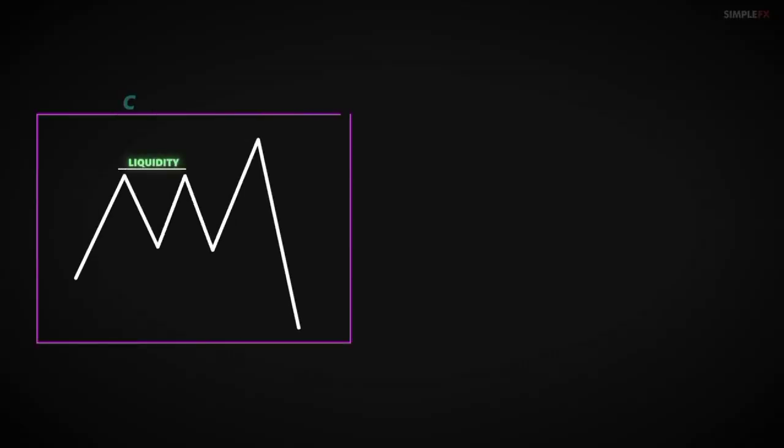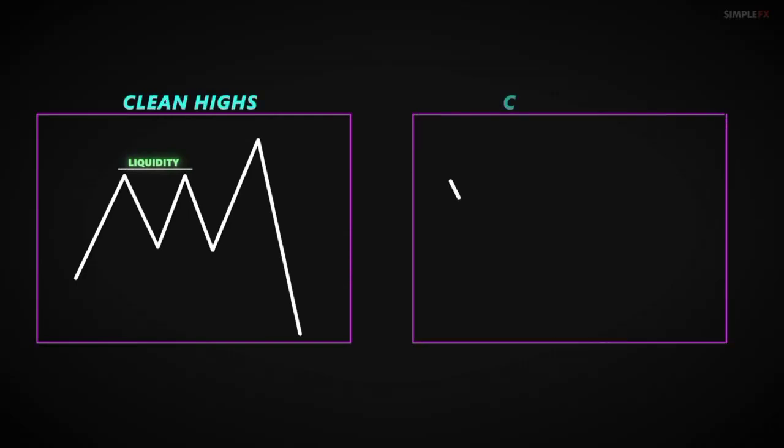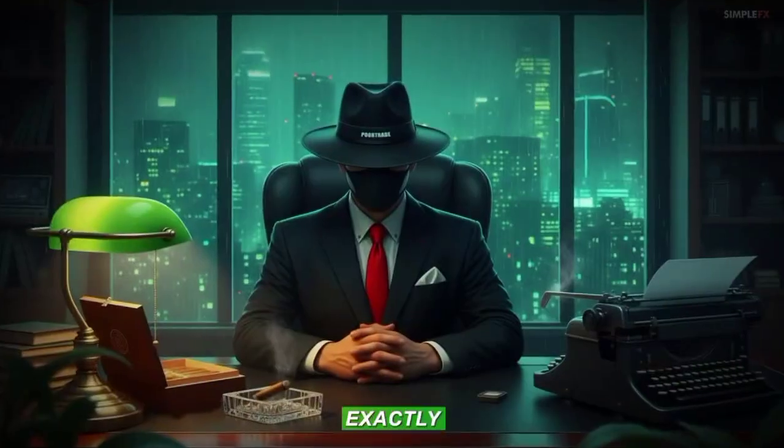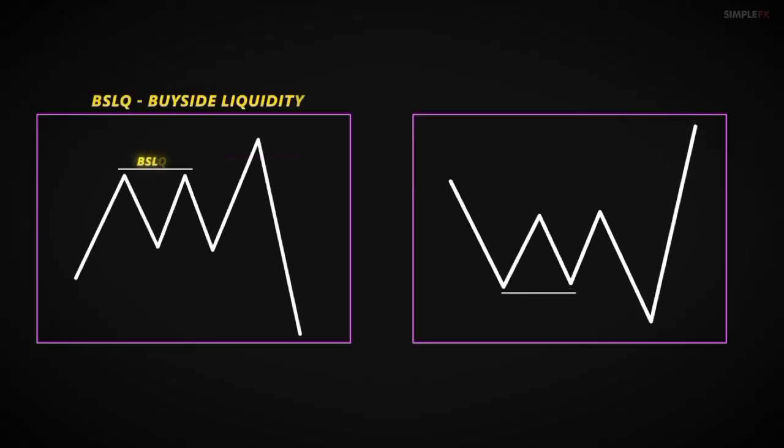Here's the trick. Liquidity usually builds up just above clean highs and just below clean lows. That's where most retail traders place their stop losses or breakout orders. And that's exactly what smart money targets. So think of it like this. Buy-side liquidity sits just above obvious highs, and sell-side liquidity hides just below obvious lows.